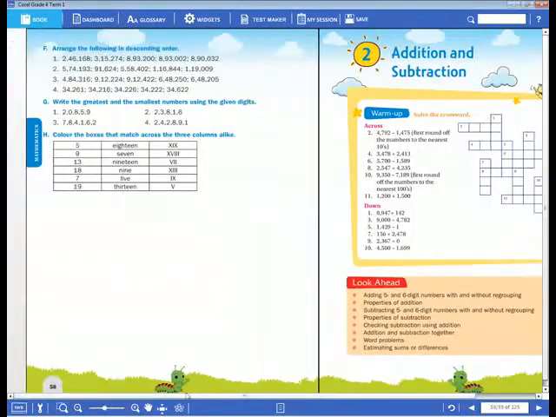Now, next. Arrange the following in descending order. You have to keep all the numbers in descending order, and write the greatest and the smallest number using the given digits. These are the given digits, you have to complete it. Now next, color the boxes that match across the 3 columns. So 18 is there. Where is that number here? And here the Roman numeral which is 18, you have to color all of them similarly. For the 18, you have to color this 18, this number and the Roman numeral, with the same color.